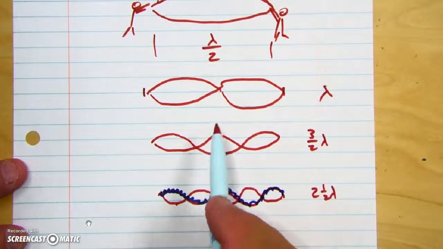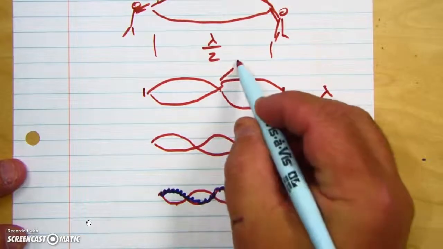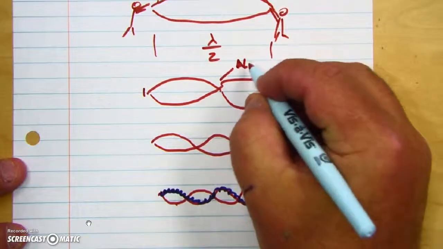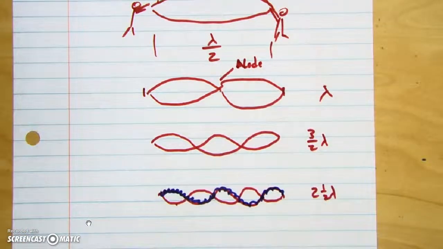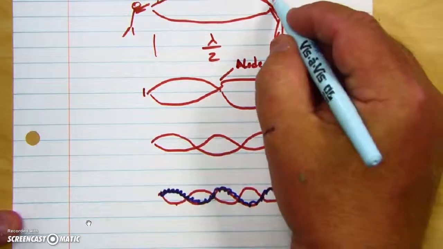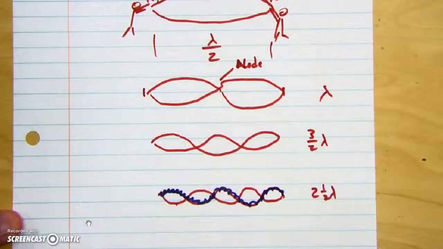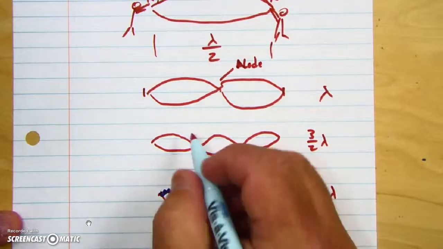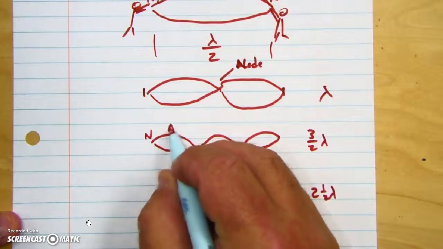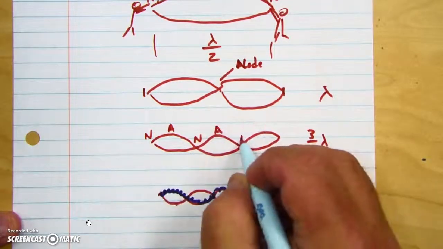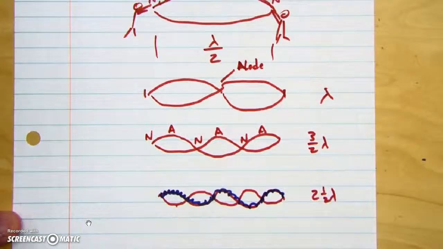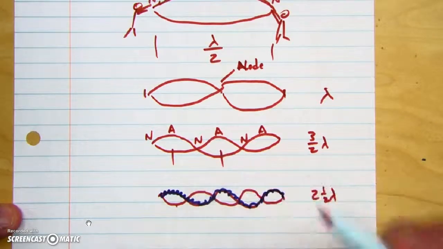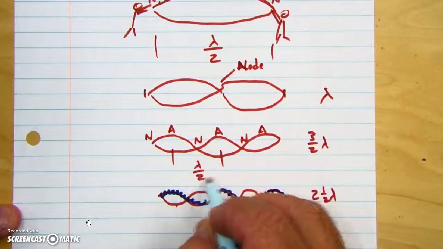Now, there's some important things about this. This point right here is called an antinode. Excuse me, that point right there is called a node. A node is where there's no movement. There has to be a node here. There has to be a node here. Right in the middle where I have maximum movement, I get an antinode. So right here, node, antinode, node, antinode, node, antinode. Like that. And realize that antinodes are always separated by half a wavelength.